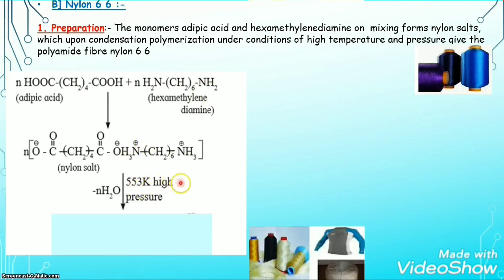This nylon salt, upon condensation polymerization under the condition of high temperature, that is 553 Kelvin, and high pressure, will lose water molecules. As we are taking n number of nylon salt, the loss of water molecules becomes n number of. So from the NH3 groups we are removing H2: H2 from this NH3 and H2 from this NH3. Again oxygen from this part and the second oxygen from this terminal part.